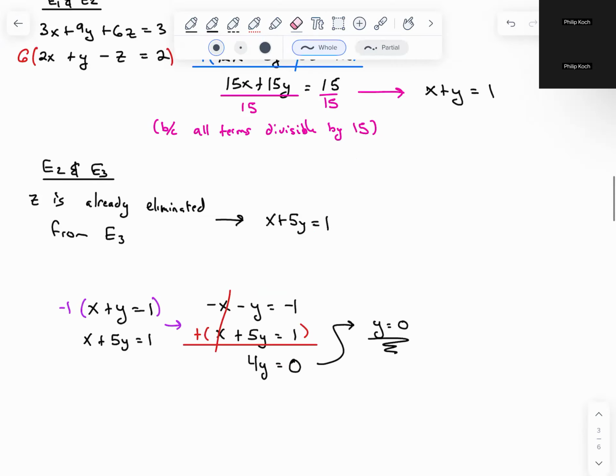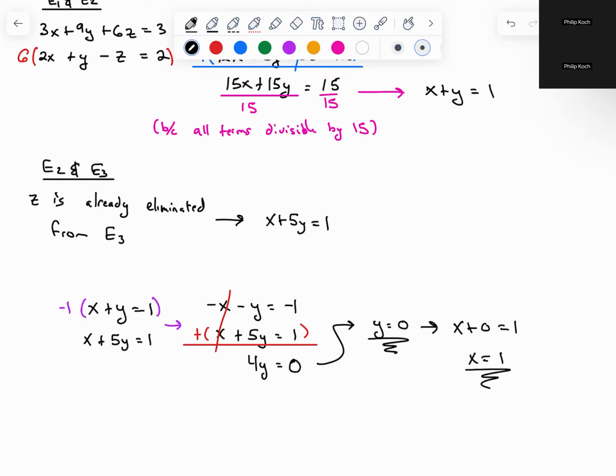So now we can use either one of the equations, x plus y equals 1 or x plus 5y equals 1, to solve for x. It's going to be a pretty quick calculation. I'm going to use this equation up here because that one's a lot nicer. It's not really even going to make much of a difference, but regardless. So x plus 0 equals 1. That gives me x equals 1.